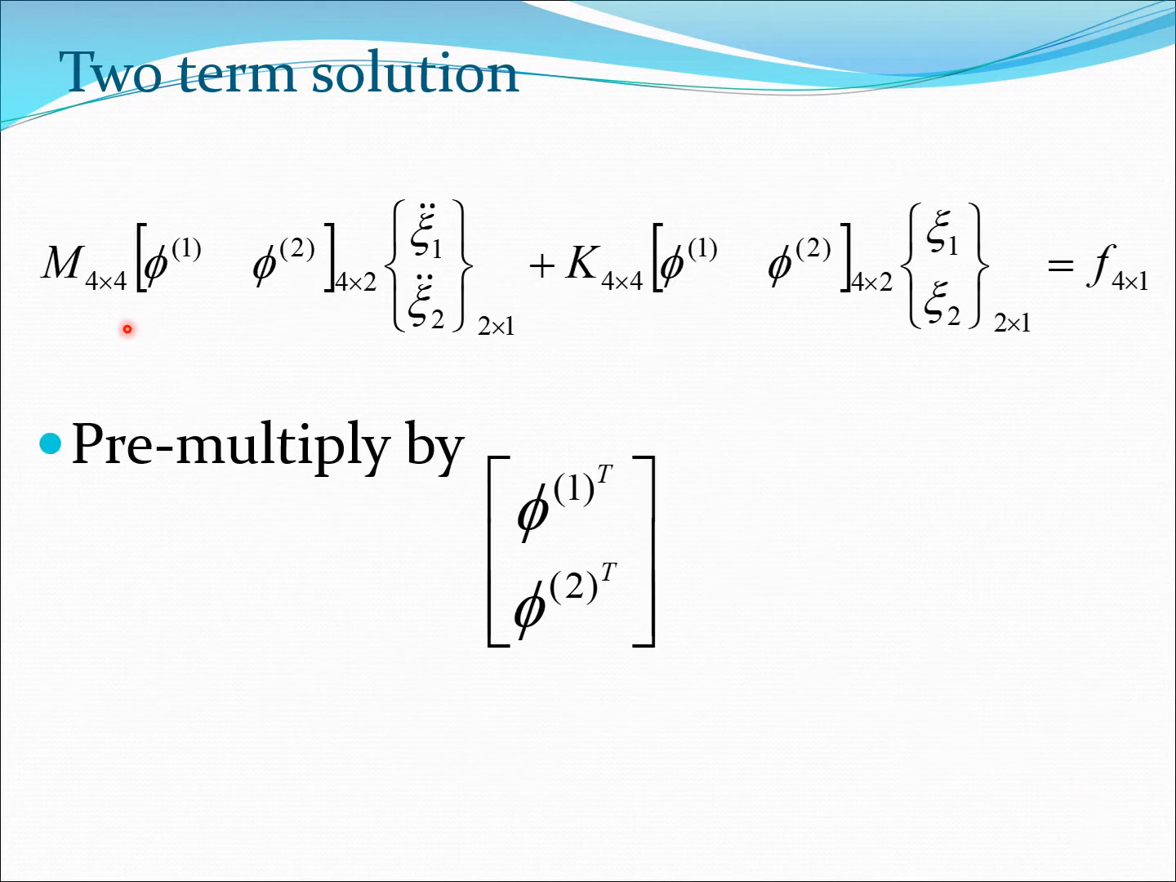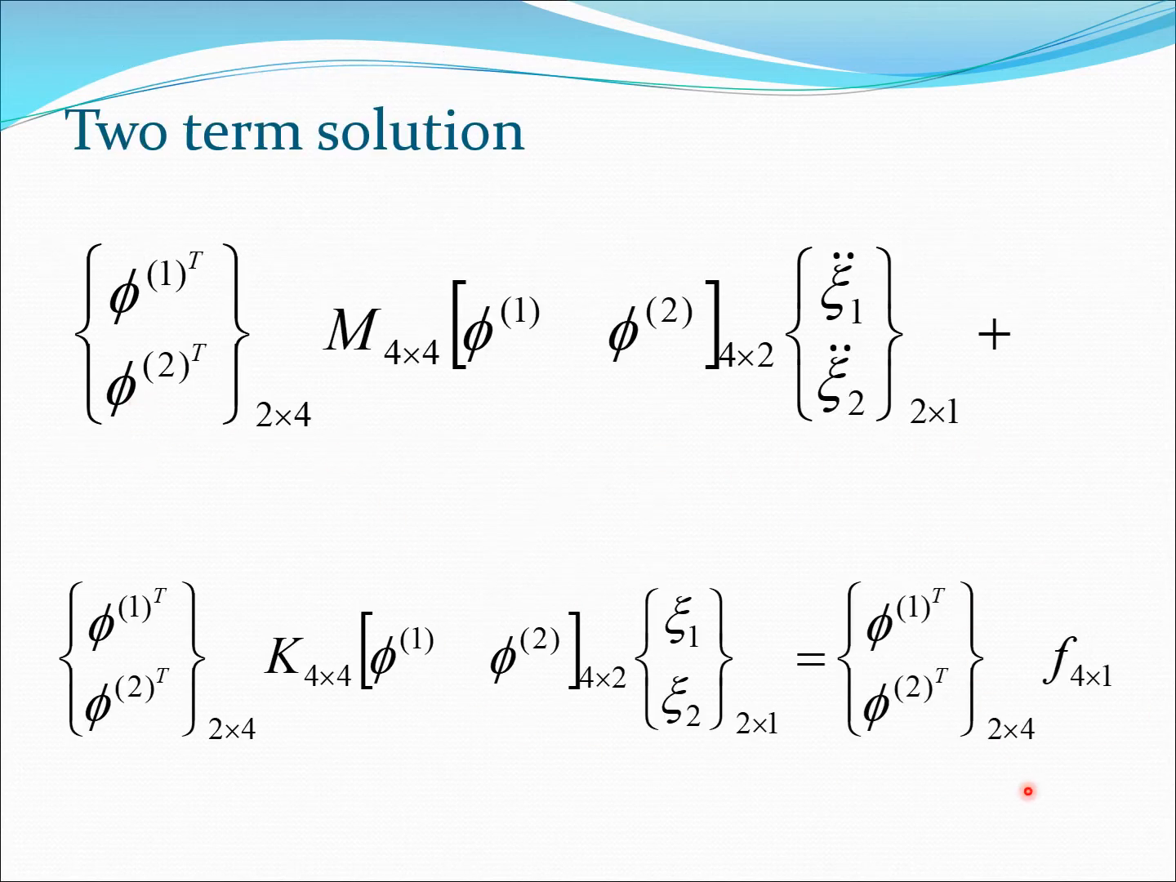Now this is the 2-term solution which we have written out, and now what you do is you take this and you pre-multiply this by this vector here. Now you can clearly see why I would be pre-multiplying. Essentially, then I can use the property that phi transpose M phi would normalize this particular mass matrix and also the stiffness matrix. So we're going to take this and pre-multiply this equation here.